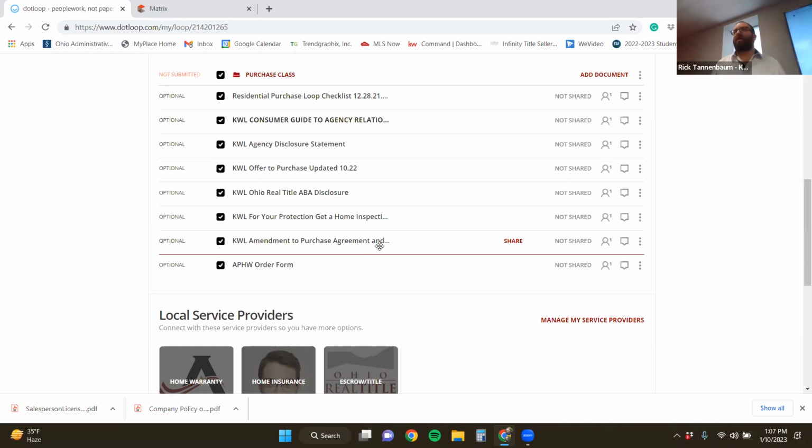And I wanted the buyers to make sure that they understood the importance of a home inspection, and that it's not our recommendation to skip a home inspection. So even though it's not quite as common anymore to skip home inspections, it's still important that we have that in there. That is a required document, even though it's an FHA form. We've required it on all of our purchase agreements. And we have the removal of contingency, and then the APHW, the America's Preferred Home Warranty order form.